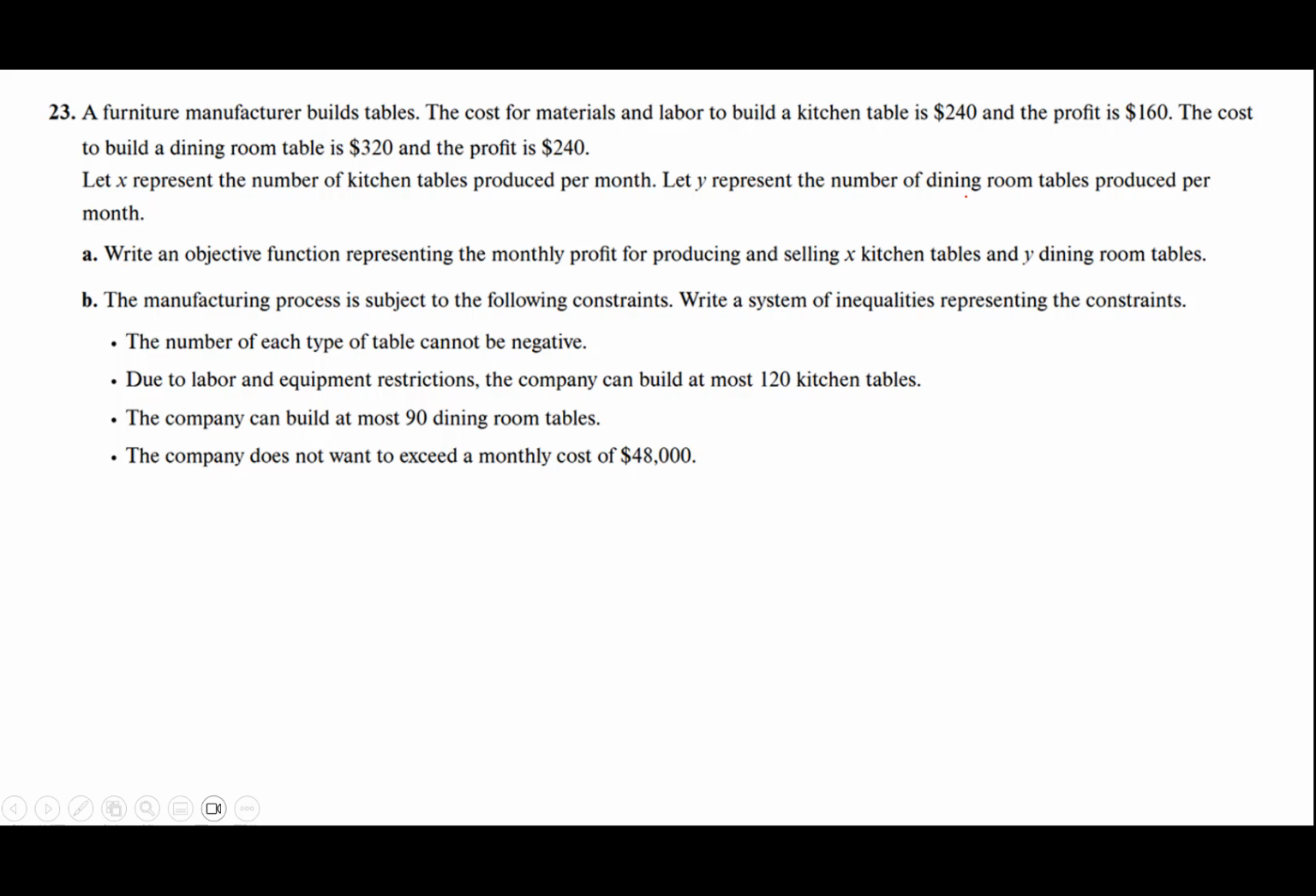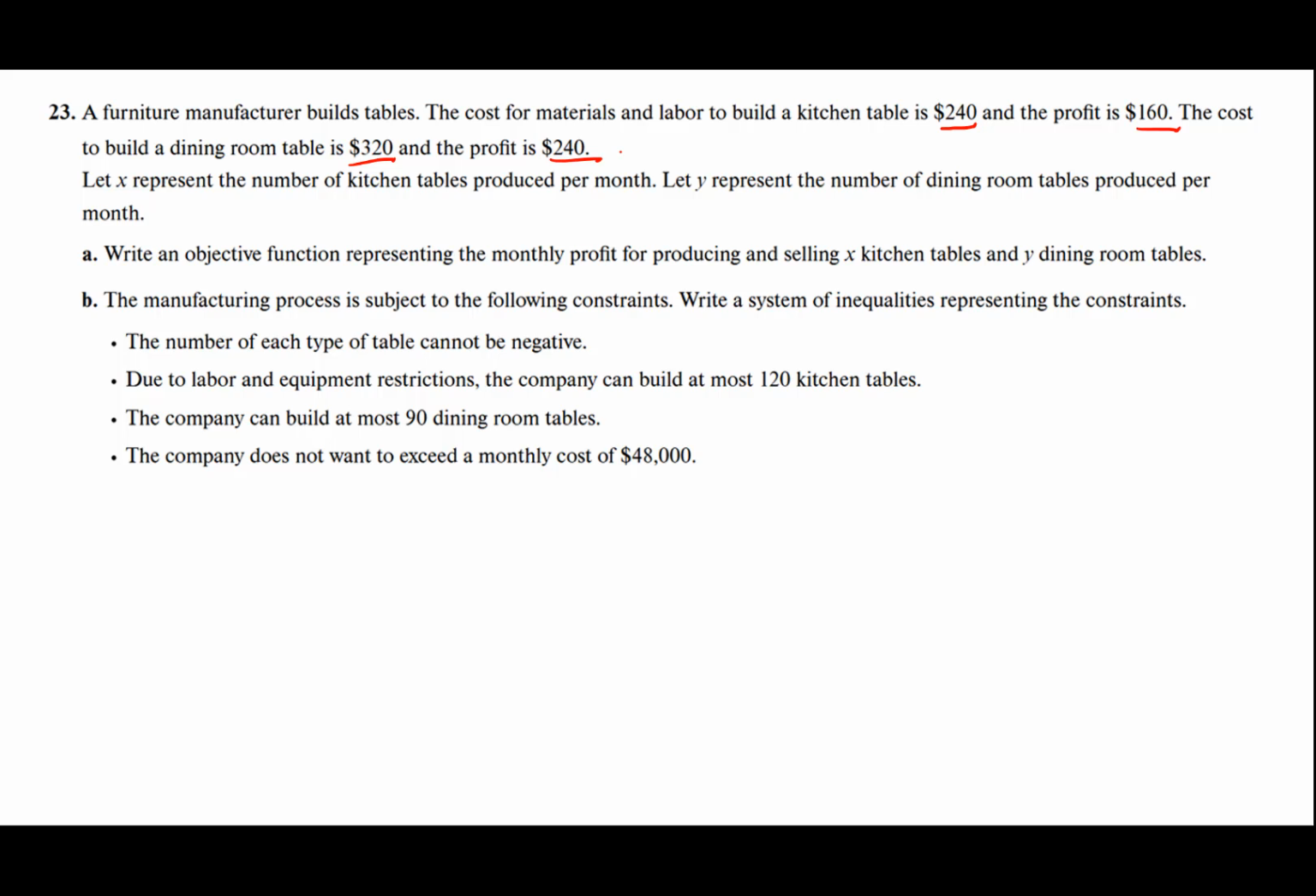Okay, a furniture manufacturer builds tables. The cost for materials and labor to build a kitchen table is $240 and the profit is $160. The cost to build a dining room table is $320 and the profit is $240. Let X be the number of kitchen tables they produce in a month, and let Y be the number of dining room tables produced per month.